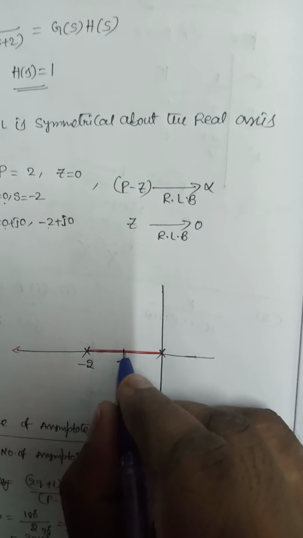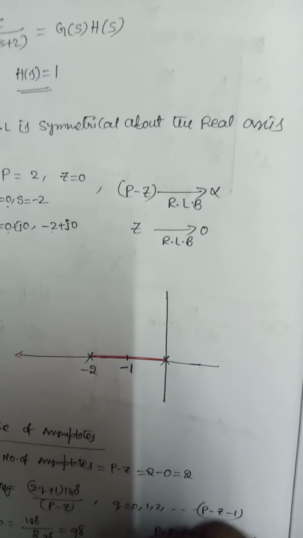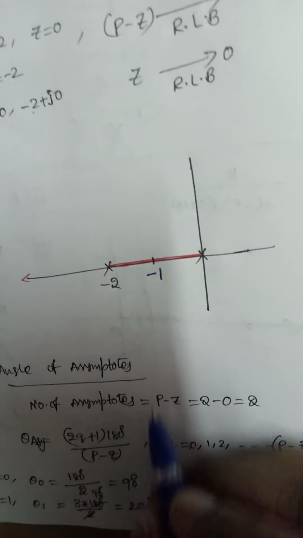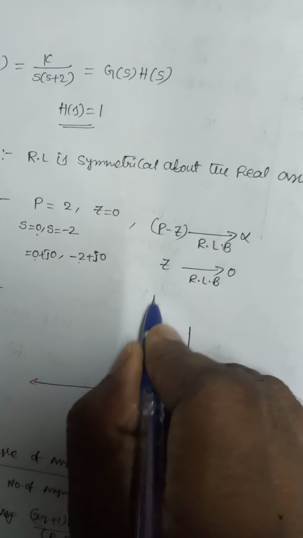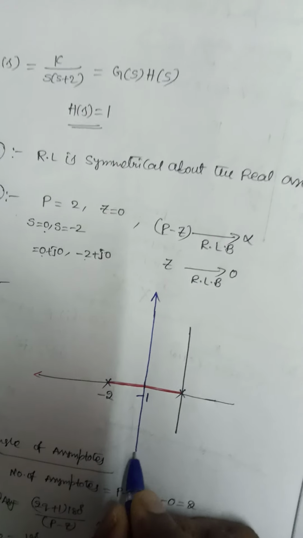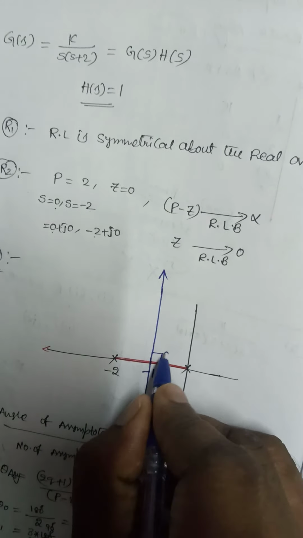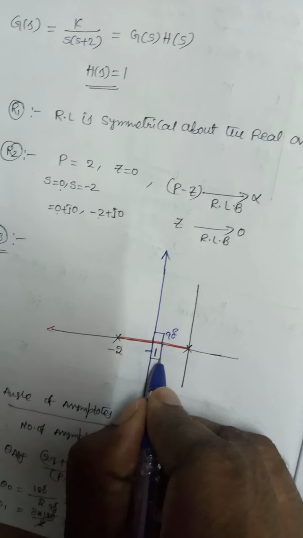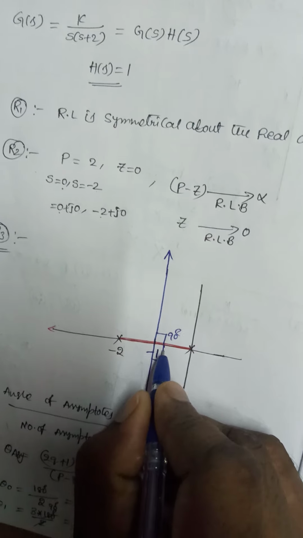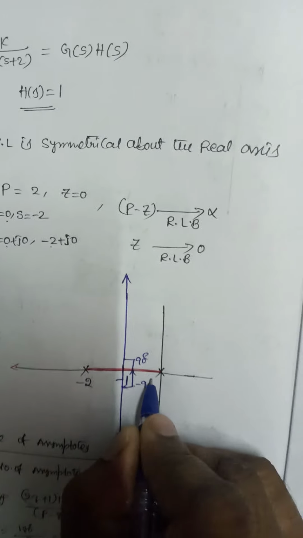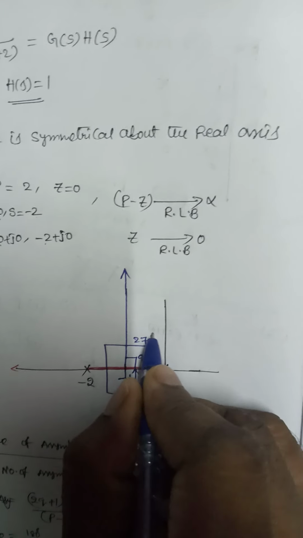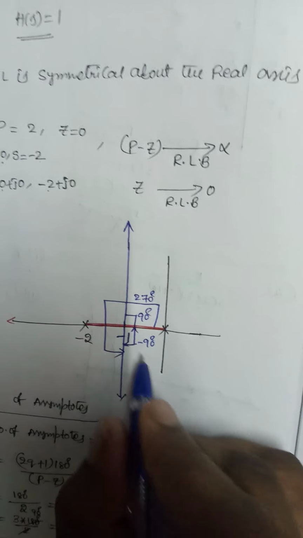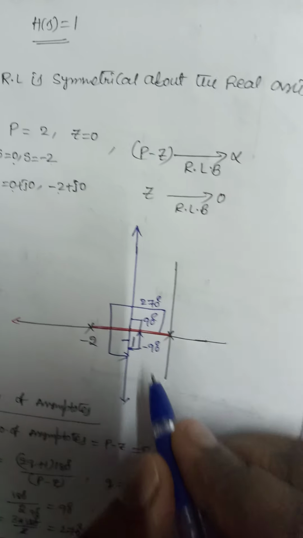The asymptotes will meet here, with one angle at plus 90 degrees and another at 270 degrees. So here one angle is 90 degrees. This is one asymptote, and it is another asymptote. This angle is plus 90 degrees and this angle is minus 90 degrees, from here to here. Or from here to here this angle is 270 degrees, plus 270 degrees or minus 90 degrees. Both are the same here, minus 90 degrees or plus 270 degrees.